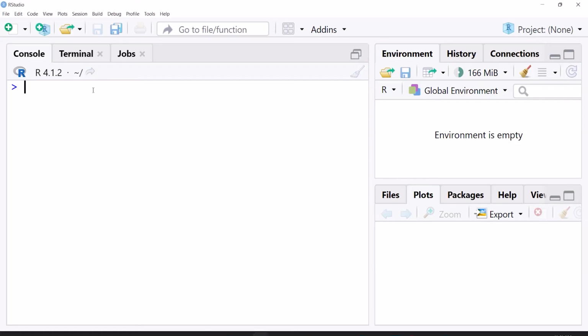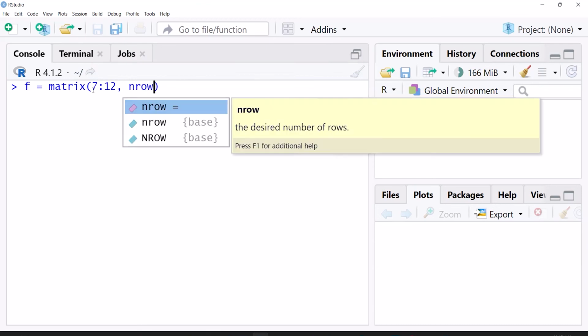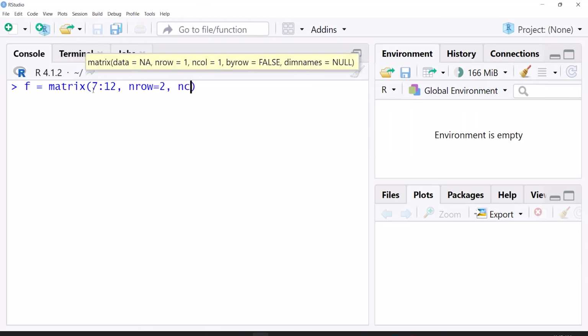Now let's implement this concept in our studio for further explanation. So let's first create the first matrix. Let's say F is equal to matrix range from 7 to 12. The rows will be 2 and the columns will be 3.